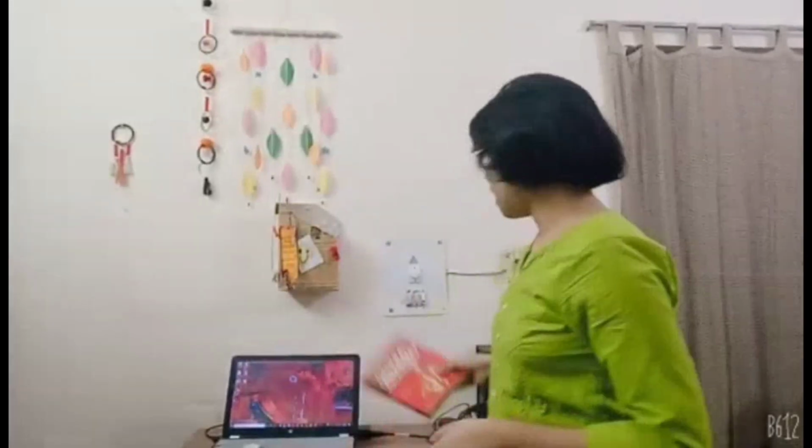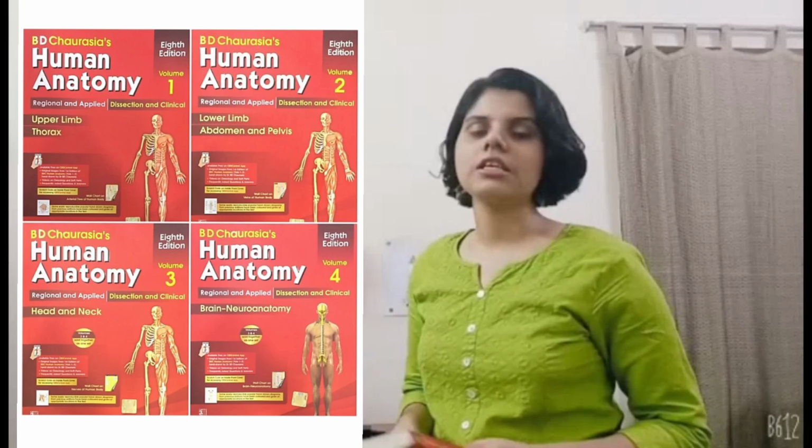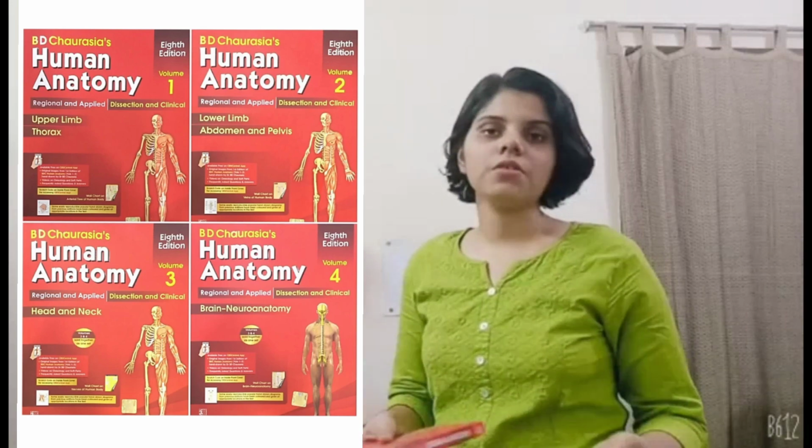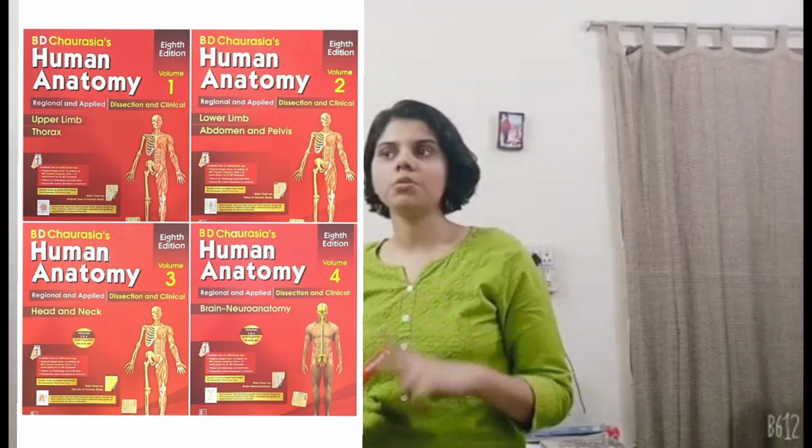Now, this BD Chaurasia has 4 volumes. I have the older edition, so I can show you just the 3 volumes. But if you get the new editions, you will have 4 volumes. So you will have the upper limb, the lower limb, abdomen, pelvis, thorax, then head and neck, and neuroanatomy.